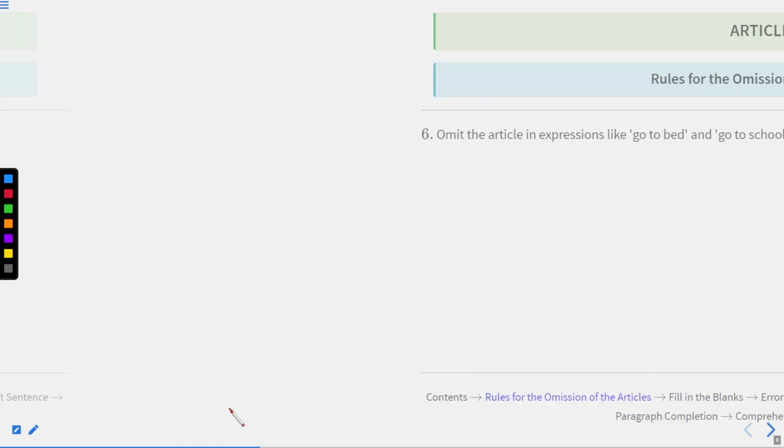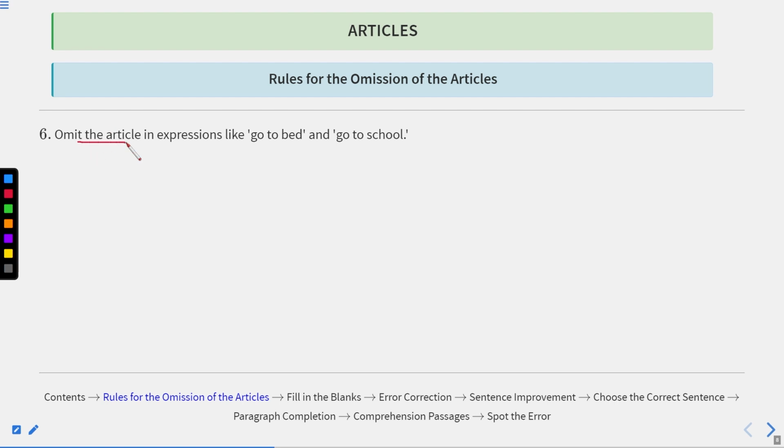Now let us move to the next rule. Now this one is the sixth: omit the article in expressions like "go to bed", "go to school". Whenever we use expressions or idioms like "go to bed", it means go to sleep. I'm not saying go towards a bed. For example, you must have heard a rhyme: early to bed, early to rise makes a man healthy, wealthy, and wise. So if I say "go to bed", it simply means go to sleep. In this case we cannot use "the" before such phrases.